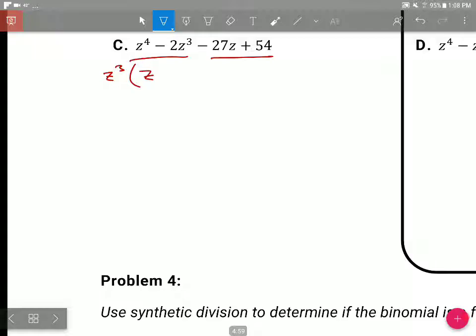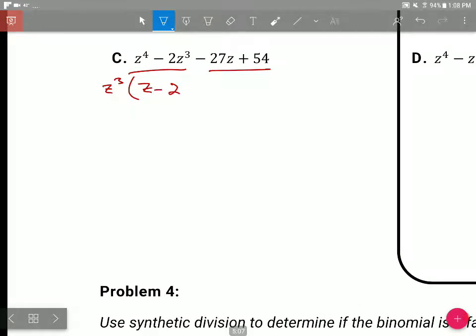Negative 2 z to the third divided by z to the third would be what? Well, it would be 2, but is it negative or positive? Negative 2. All right. Cool. So that's the first half.